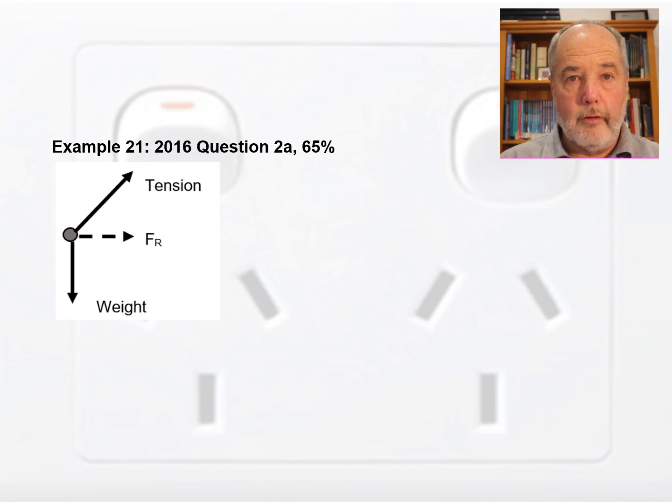This is a conical pendulum problem. The net force is radially inwards. There are two forces acting. There's the tension and the weight. Draw them in the correct directions, label them, and make sure that your net force is labelled and it is a dashed line as was required.